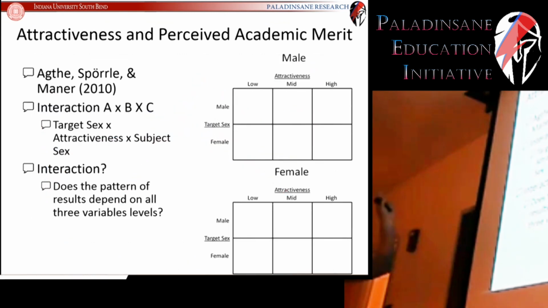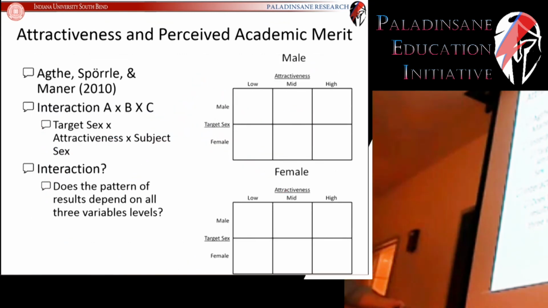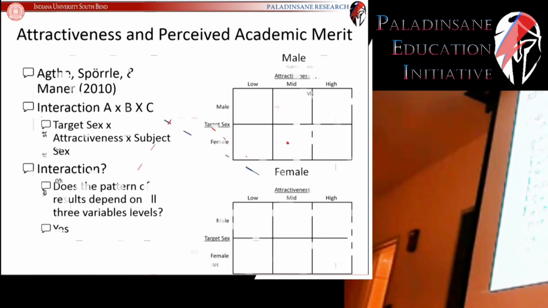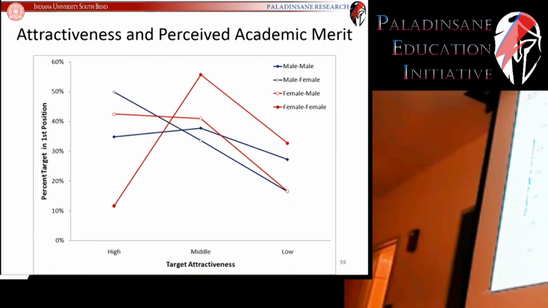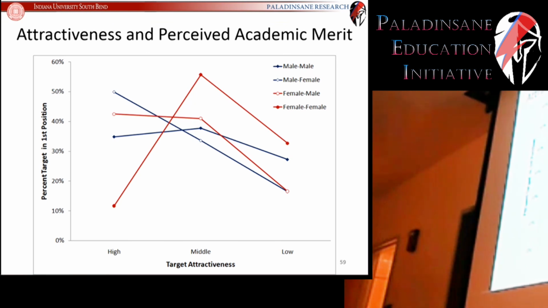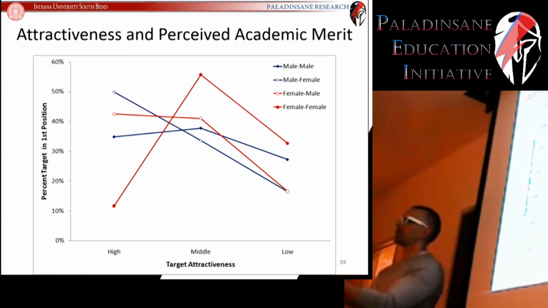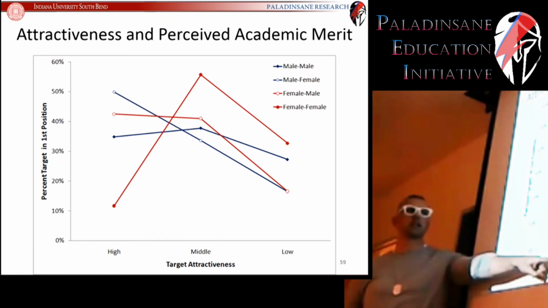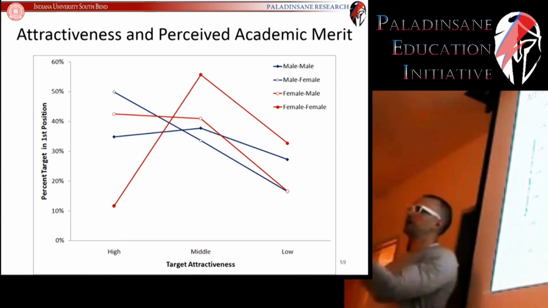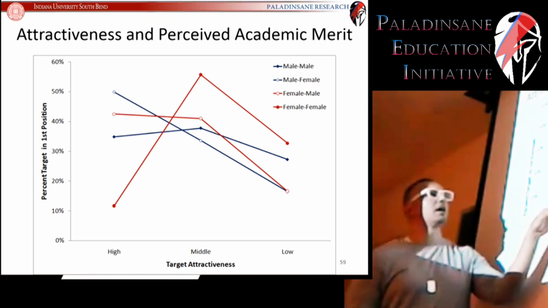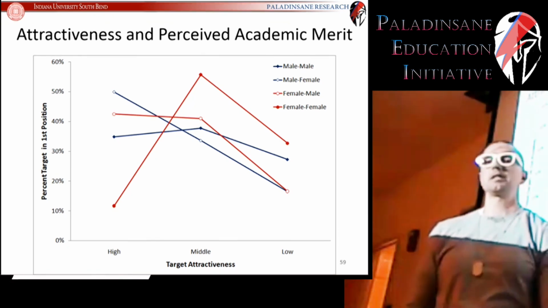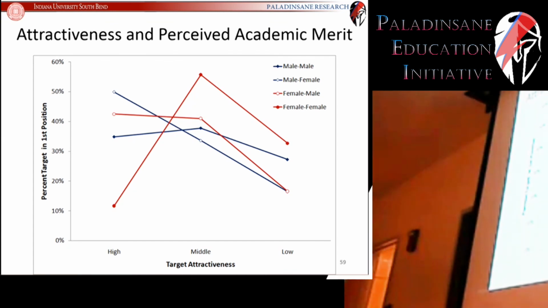To wrap up our look at interactions, this is a classic three-way interaction. If you wanted to give somebody advice on how attractive they should be in a job interview, you need two more pieces of information before you can tell them the effect of attractiveness. You need to know, are they male or female? And you need to know, are they being judged by males or females? Because every single one of these lines is different. This is your classic three-way interaction.